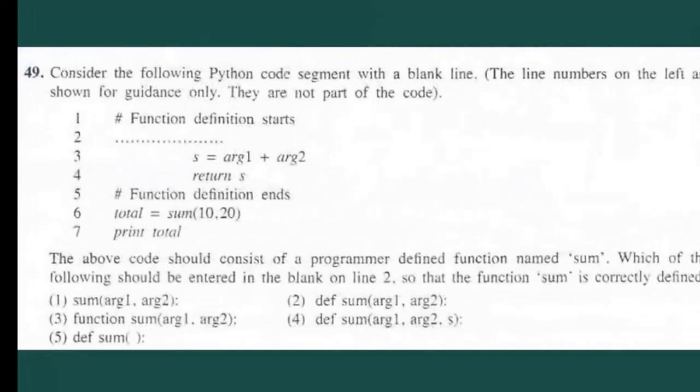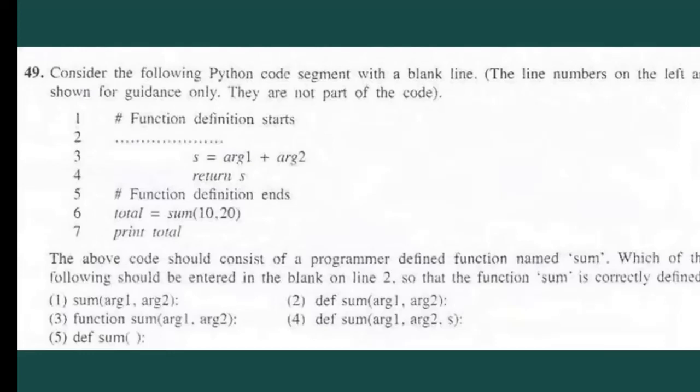Consider the following Python code segment with blank line numbers on the left. The above code should consist of a program defined function named sum. Which of the following should be entered in the blank on line 2 so that the function sum is correctly defined? Very easy, no? How to define the function? DEF should be there, no? DEF, we have 3 answers.